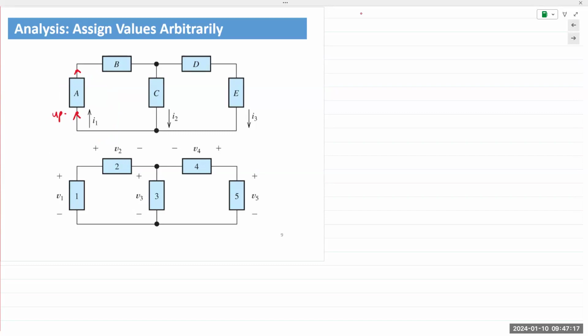I would have assumed that students would be familiar, but current in electrical engineering is noted by I. Current is noted with the letter I, and the unit is named after ampere, or simply amps, or amp. And voltage is noted by V. Could be uppercase or lowercase.